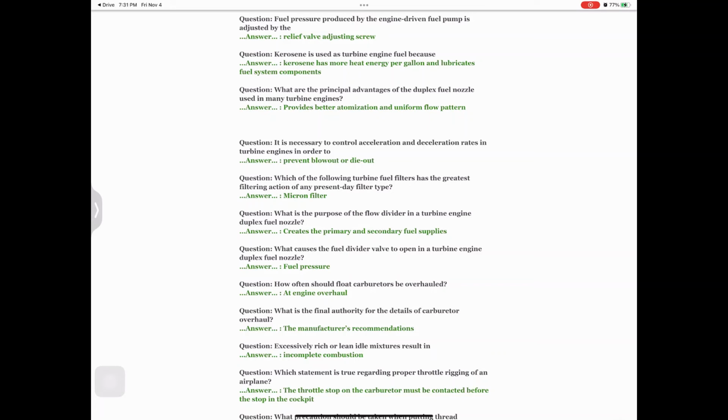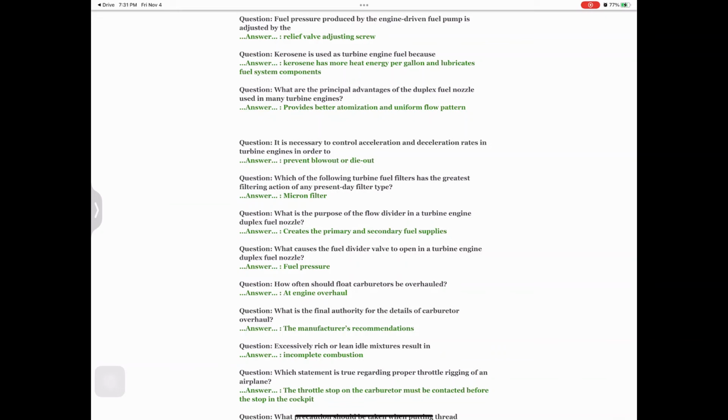Question. What causes the fuel divider valve to open in a turbine engine duplex fuel nozzle? Answer. Fuel pressure. Question. How often should float carburetors be overhauled? Answer. At engine overhaul. Question. What is the final authority for the details of carburetor overhaul? Answer. The manufacturer's recommendations. Question. Excessively rich or lean idle mixtures result in answer.